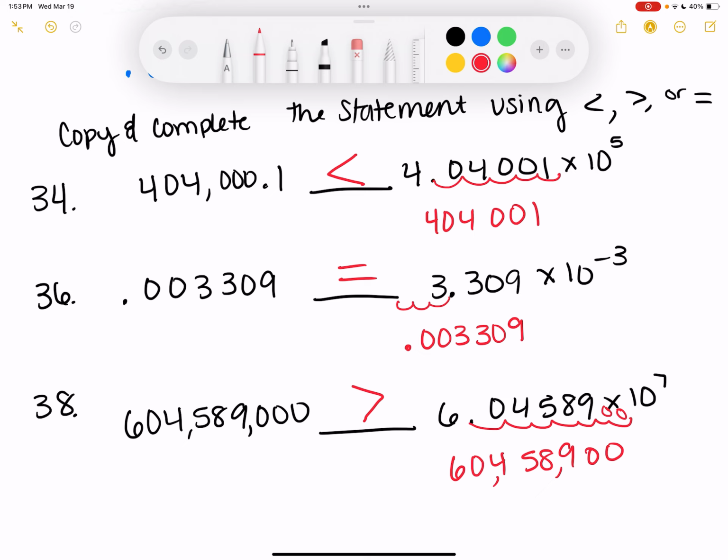All right, the next thing and the last thing in this section is evaluate the expression, writing your answer in scientific notation.